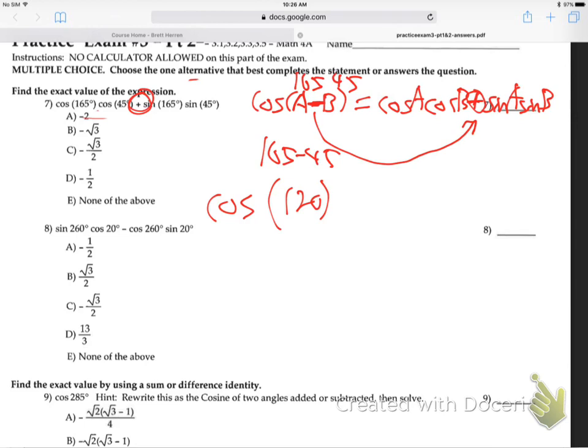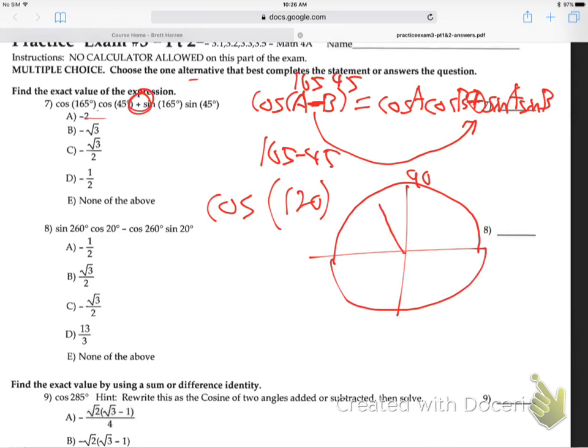Everybody good with that? So what's the cos of 120? Can we do the cos of 120? Here's 90. And so 120, unit circle. Are you okay with the unit circle? There's 120, 30 degrees off of the 90. All right, so what is cosine of 120? Let me help this way. Cosine of 120 degrees. Let me help because you got to have the unit circle.